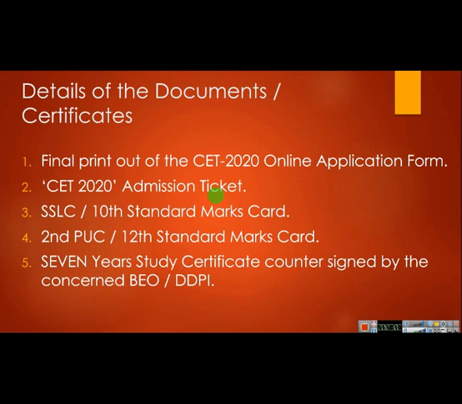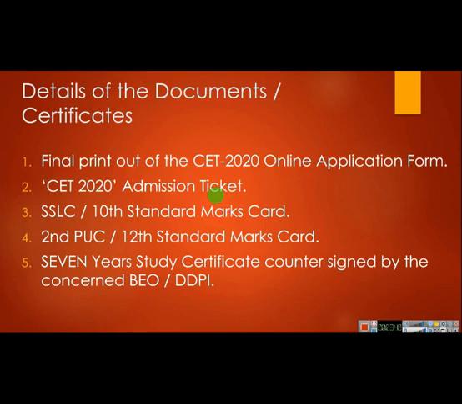The next one is SSLC, that is your 10th marks card. You need to scan the 10th marks card and keep it ready. And whenever you scan a document, label the document. When you scan it, label it as SSLC marks card. When you scan the CET hall ticket, mention it as CET hall ticket. Keep everything inside a folder, so that when it asks, you don't have to search each and every time for which document is which. Once you label it, you will know which documents are required and which document it is for uploading.